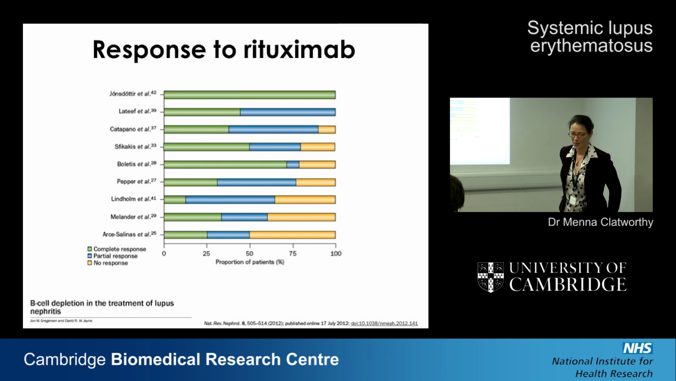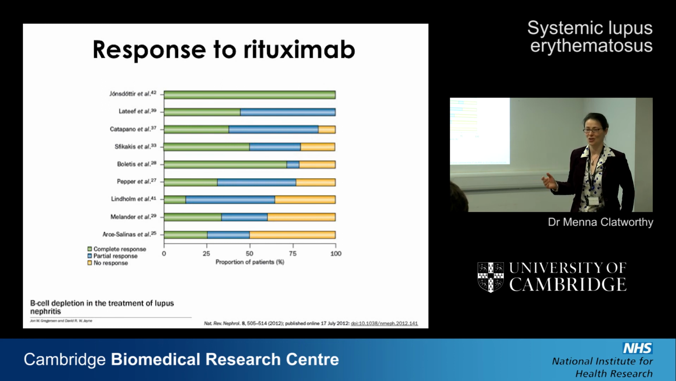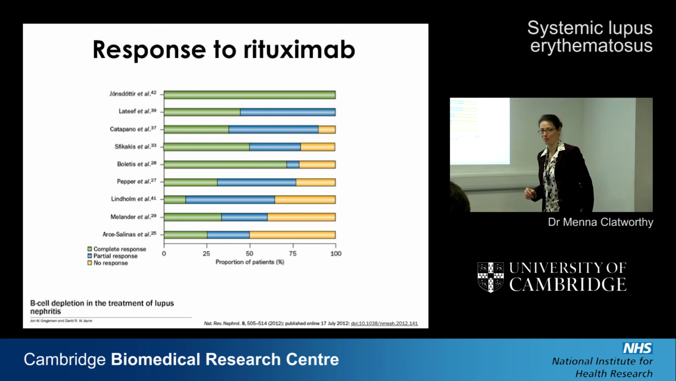But I think there were a lot of criticisms of the inclusion criteria. For example, it turned out that quite a large proportion of patients they'd included were ANA negative. So what sort of lupus did they actually have? So although the gold standard evidence for using rituximab in lupus isn't great because of that phase 3 trial, most clinicians do use it.